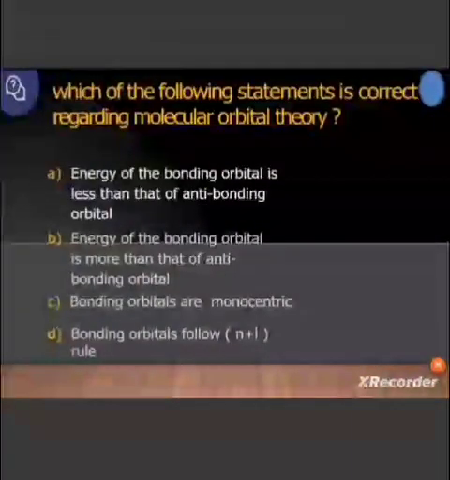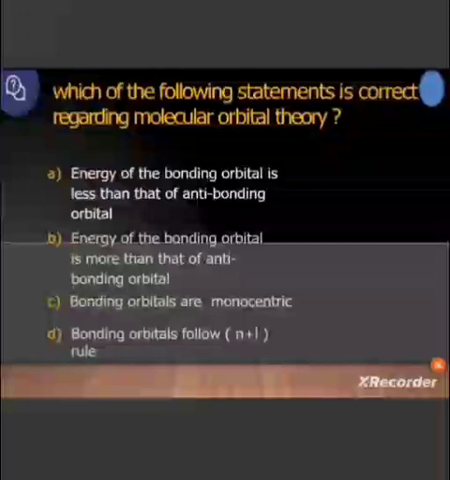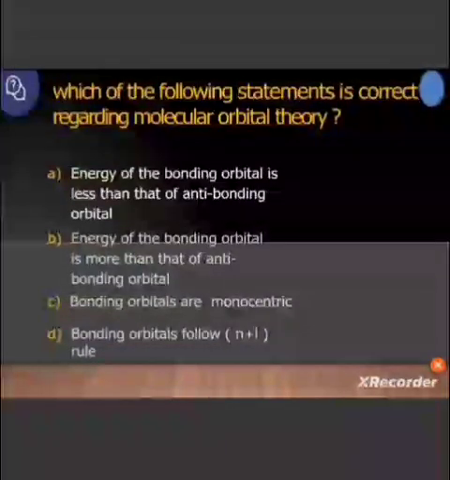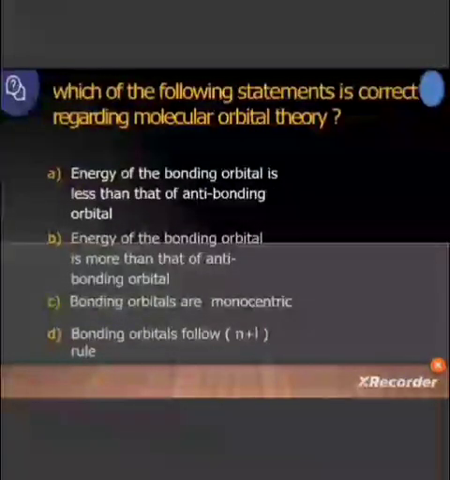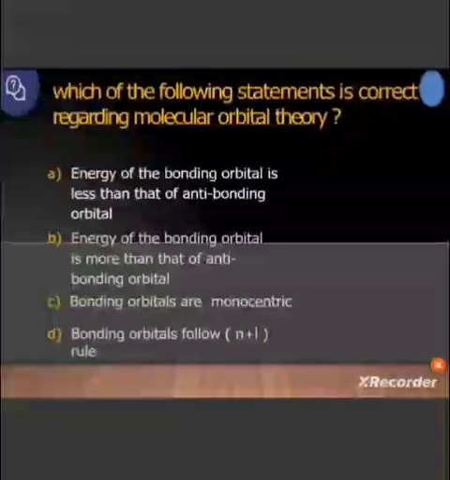Now, the question is, which of the following statements is correct regarding the molecular orbital theory? The options are: the energy of the bonding orbital is less than the antibonding orbital; the energy of the bonding orbital is more than the antibonding molecular orbital; bonding orbitals are monocentric; and the last option is bonding orbitals follow the n+1 rule.